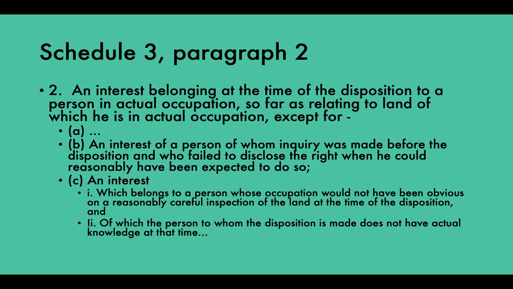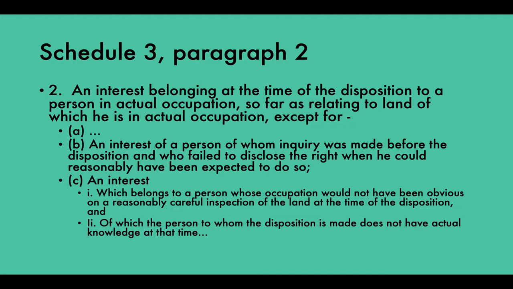It says that an interest belonging at the time of the disposition to a person in actual occupation, so far as relating to land of which he is in actual occupation, except for an interest of a person of whom inquiry was made before the disposition and who failed to disclose the right when he could reasonably have been expected to do so. C. An interest which belongs to a person whose occupation would not have been obvious on a reasonably careful inspection of the land at the time of the disposition, and of which the person to whom the disposition is made does not have actual knowledge at the time.